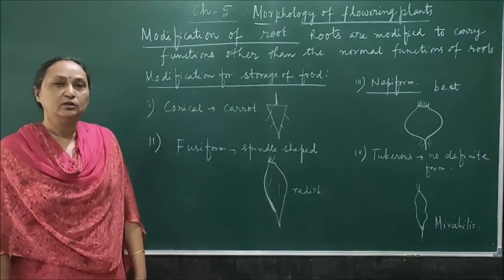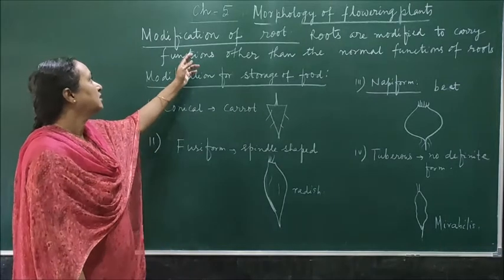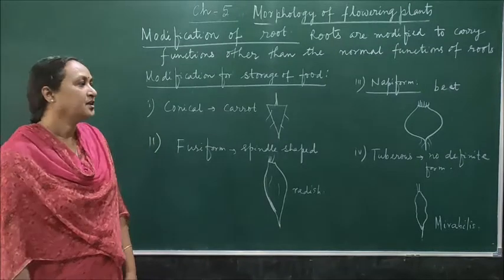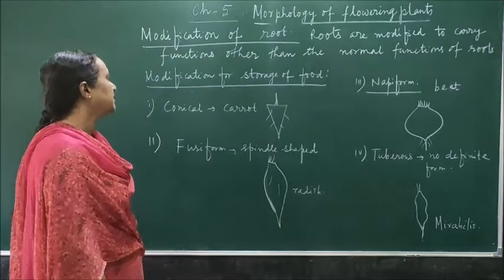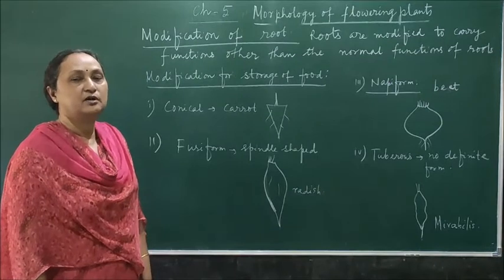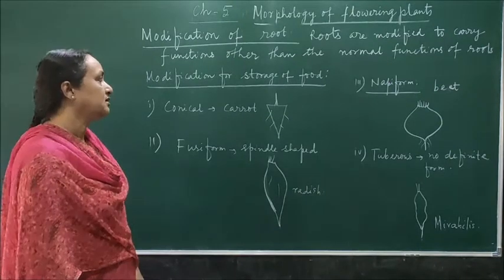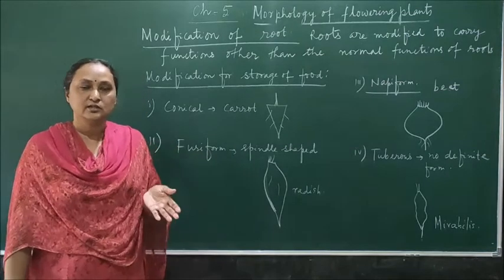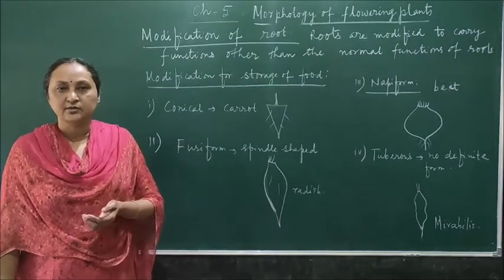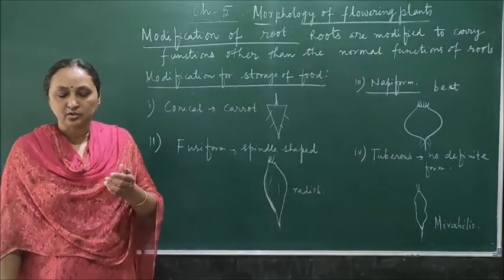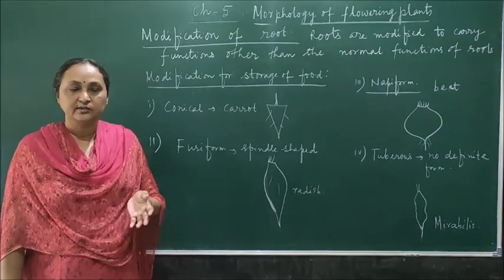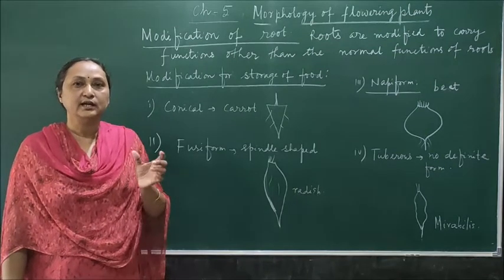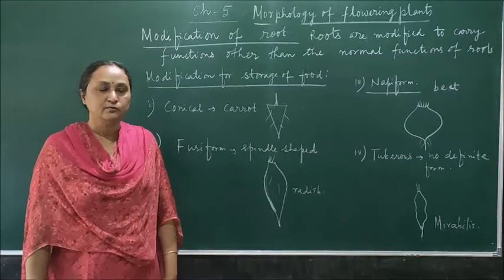So if they are doing all these functions, then we call it modified root or modification of roots. Now the first part is why the modification is taking place. That is for storage of food materials. And here you can find there is tap root modification and the adventitious modification also. I am not going into detail because it will be difficult to complete the syllabus. So in brief I will explain some different kinds of modification for storage of food.